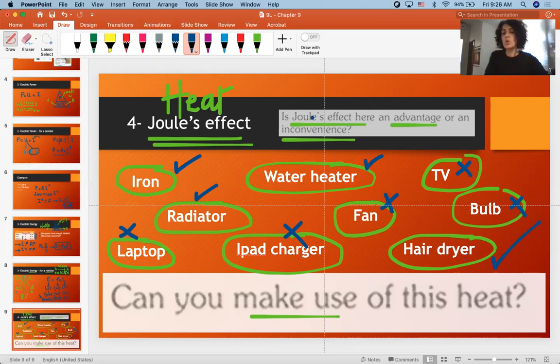So Joules effect is an advantage whenever you are using the heat, like in the case of 1, 2, 3, and 4. It is a disadvantage whenever I'm not using it, like in the case 1, 2, 3, 4, and 5. All right, keep that in mind.